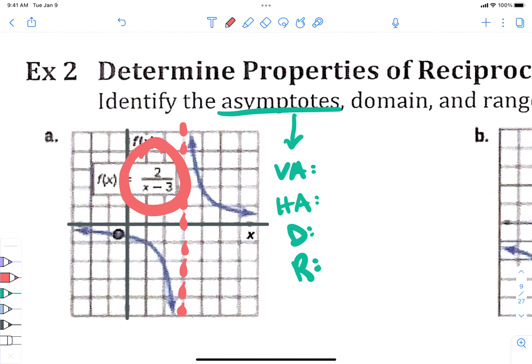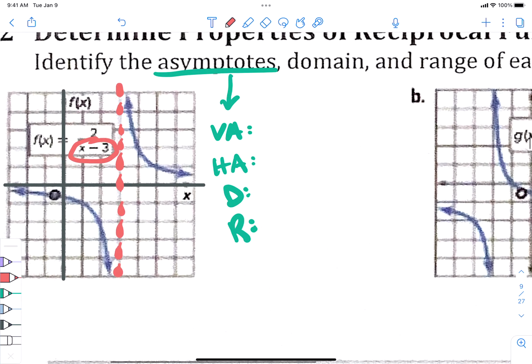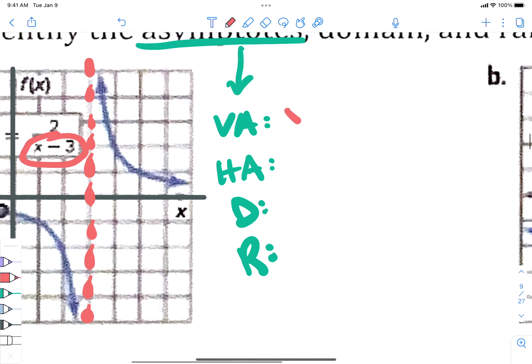Look at the bottom, x minus 3. So what can x not be? Positive 3, right? Does that make sense? By looking at that x minus 3 on the bottom, that tells me where my vertical asymptote is located. The vertical asymptote is where the bottom is not equal to 0. So the VA is x equals 3, right?